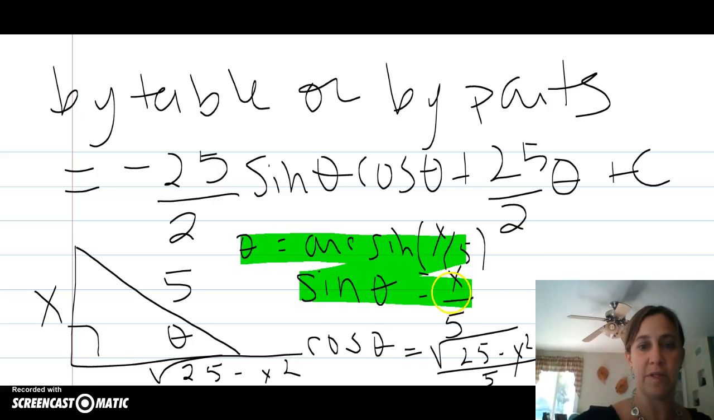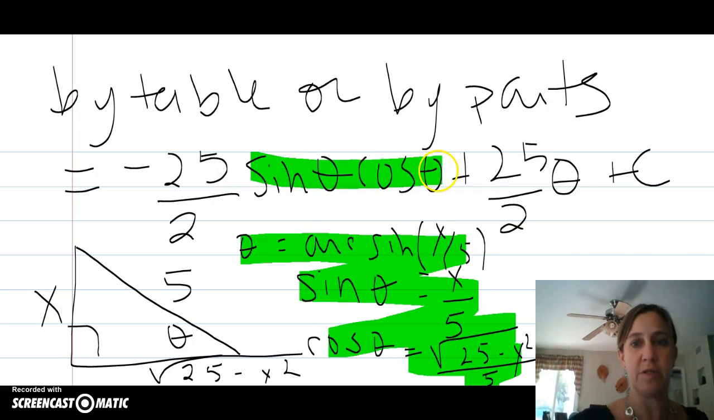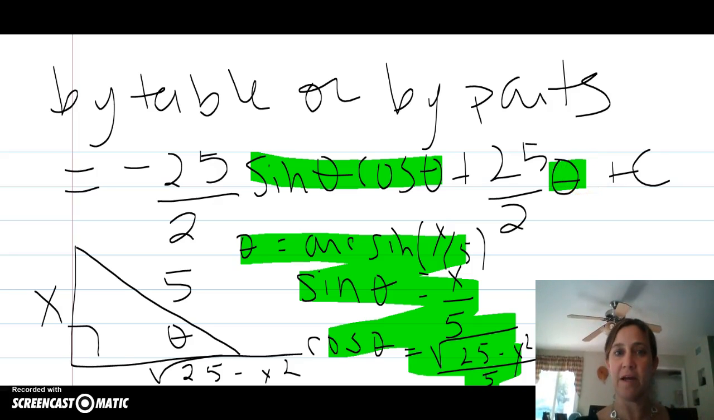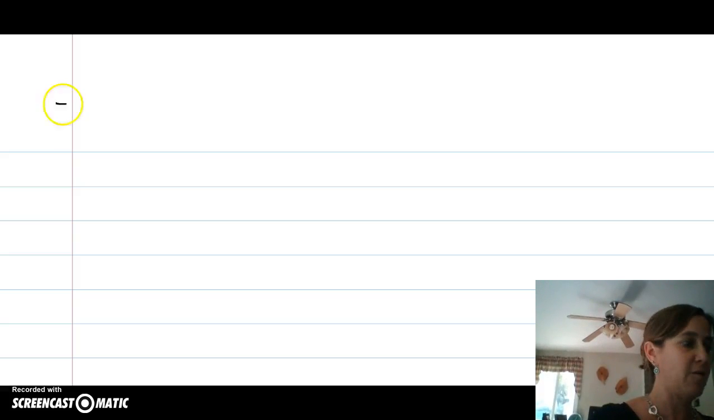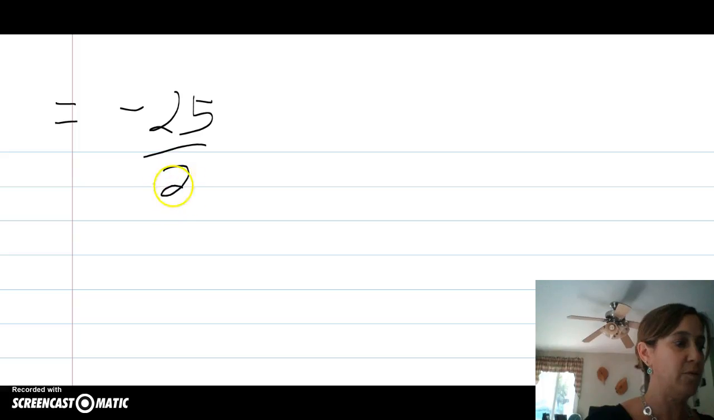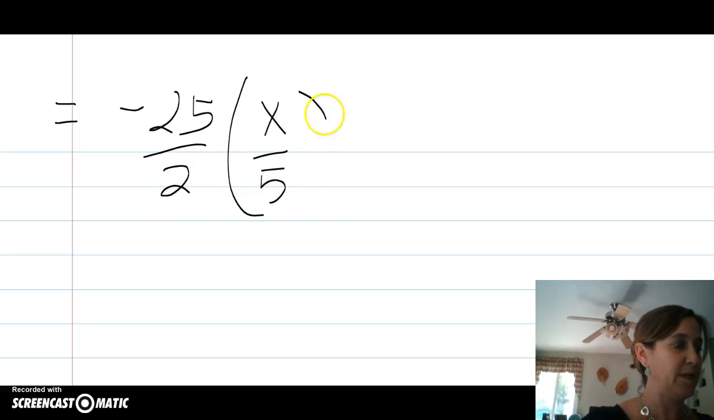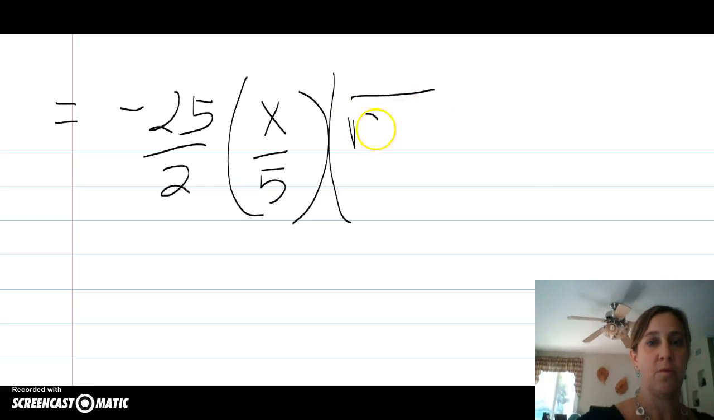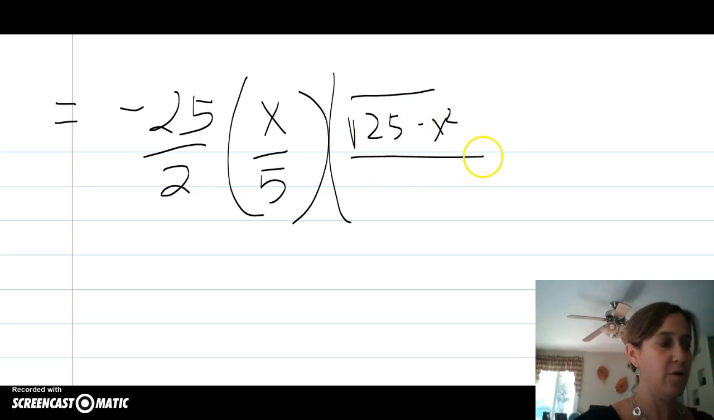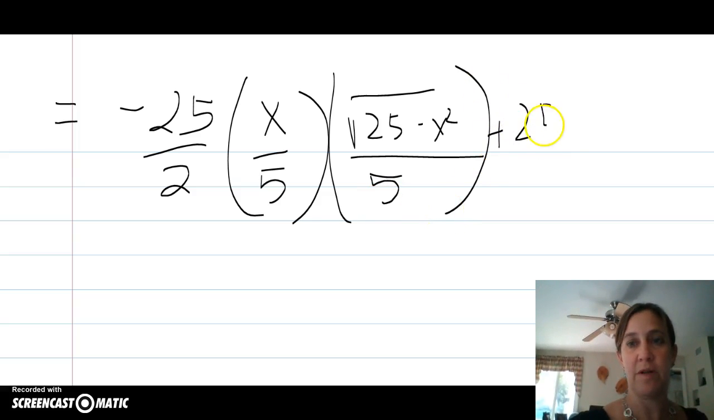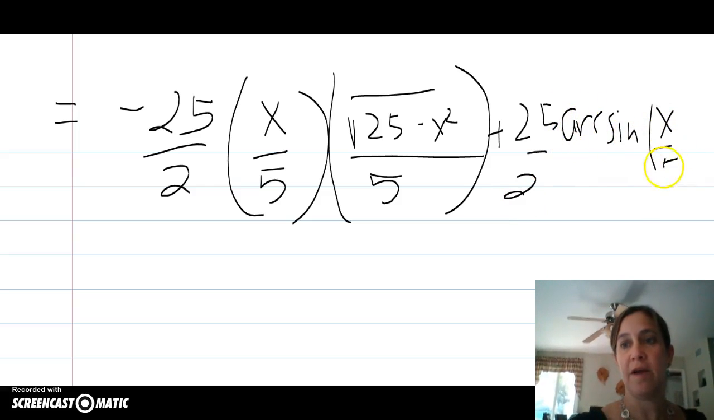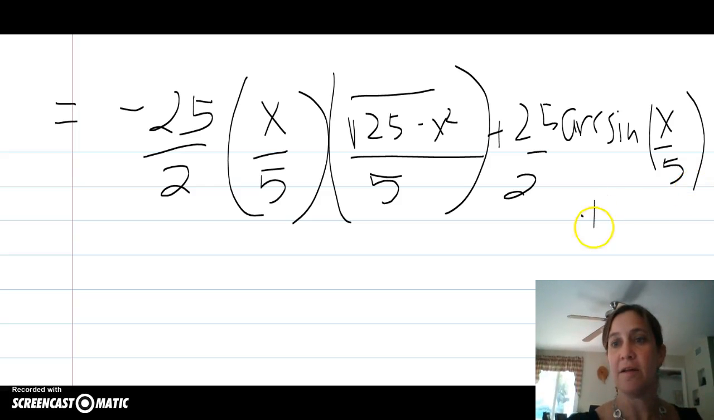So now, using all of this stuff in green, I can substitute everything that's in theta in terms of x for my final answer. When we do that final substitution, our final answer is negative 25 over 2 times x over 5, which replaces the sine of theta, times radical 25 minus x squared all over 5, which replaces cosine of theta, plus 25 over 2 times arc sine of x over 5, which replaces the theta, and then of course plus c because it was an indefinite integral.